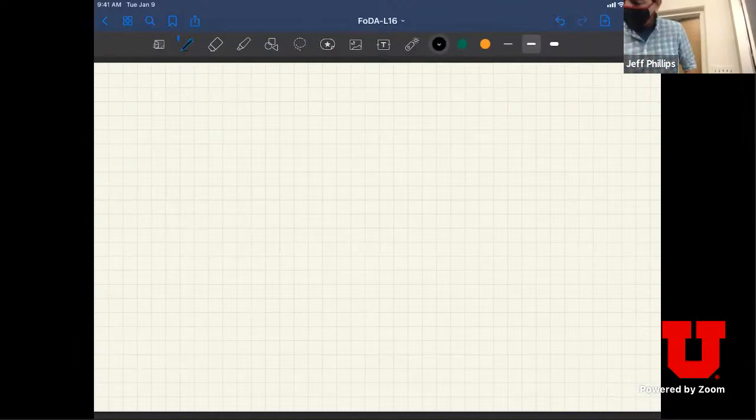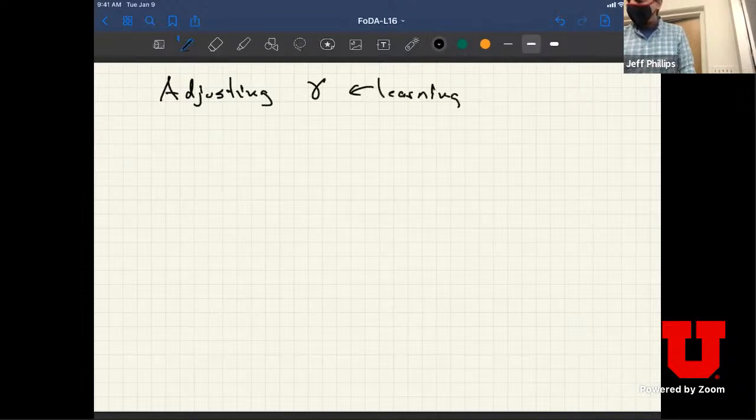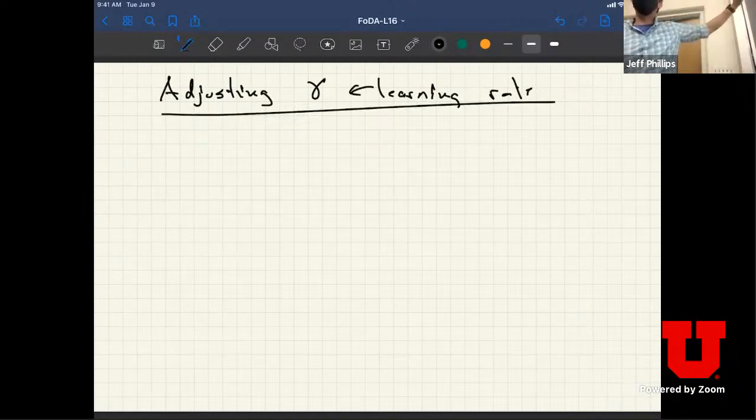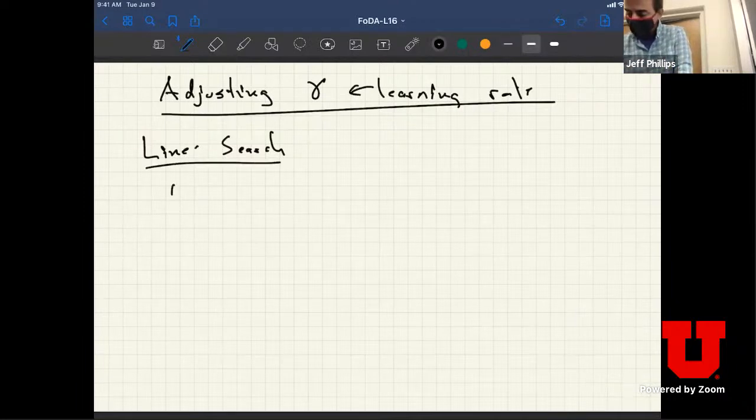Okay, so there are two approaches to adjusting gamma, the learning rate. The first approach won't use the strongly convex idea, and the second approach will. The first approach is just called line search. The idea is that at every step I need to do alpha equals alpha minus gamma times the gradient.